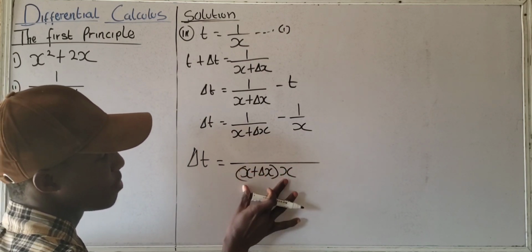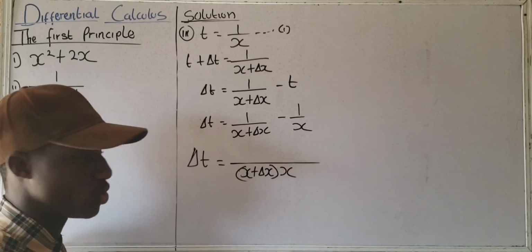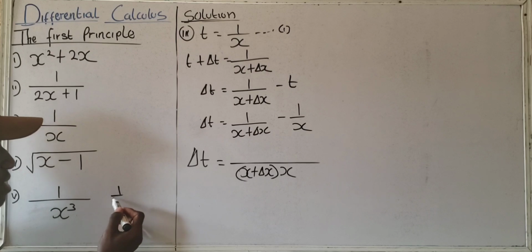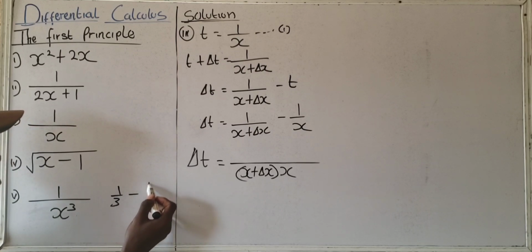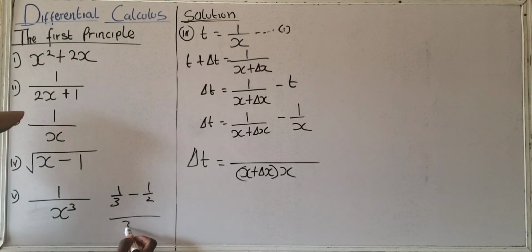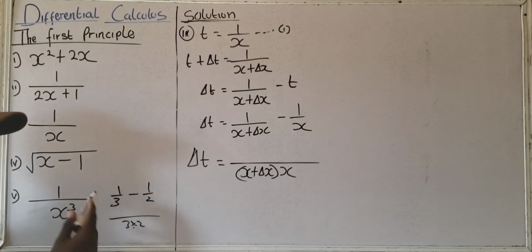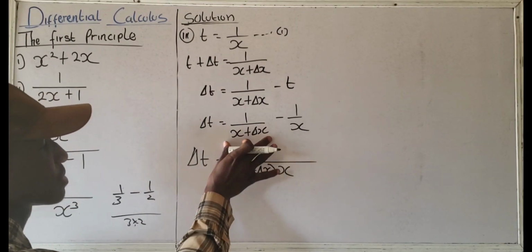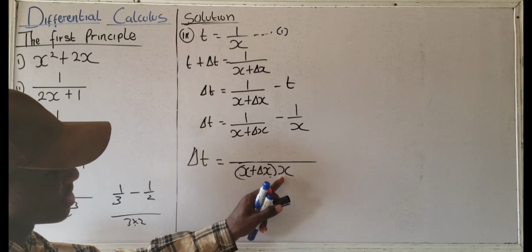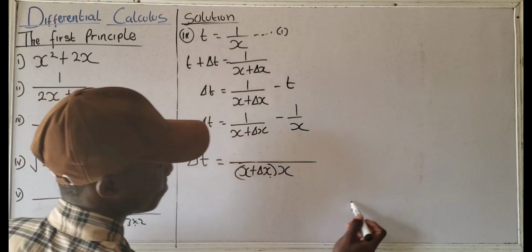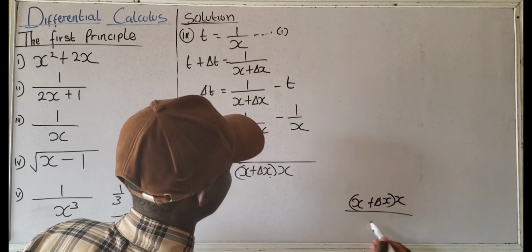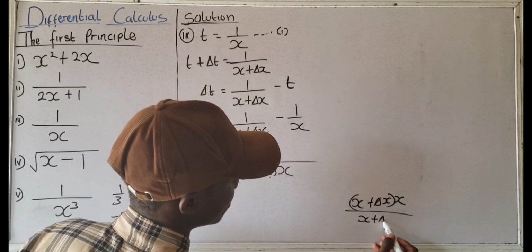Now this product is divided by each denominator, just like the example I gave here: if you are to take the LCM of 1 over 3 minus 1 over 2, the LCM will be 3 times 2, which is 6. 6 divided by 3 will be 2, 2 times 1 will be 2. Using the same approach, this product divided by x plus delta x, I'll be left with x, just like x plus delta x multiplied by x divided by x plus delta x.